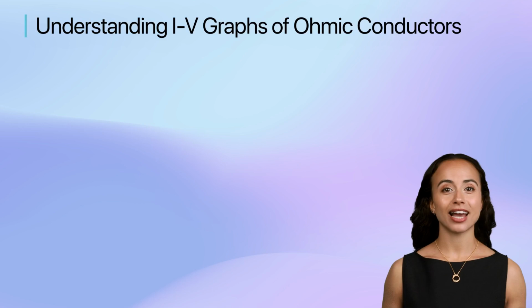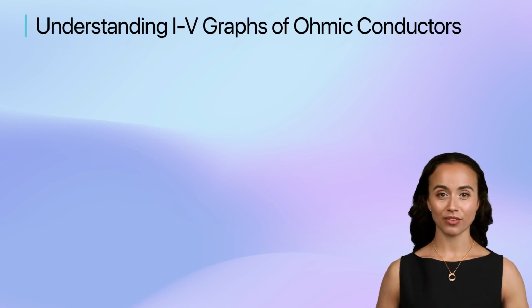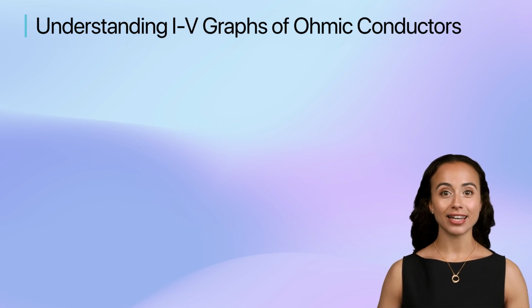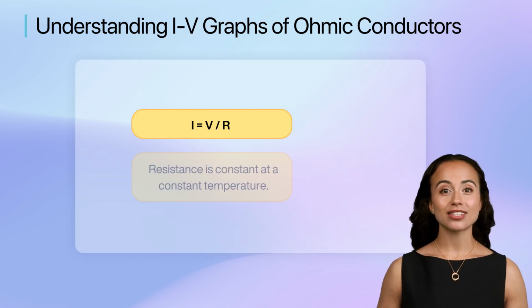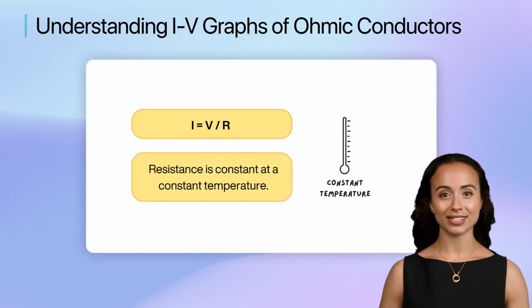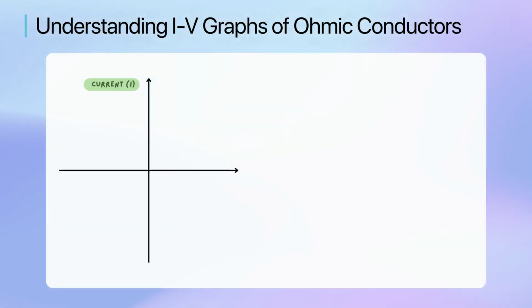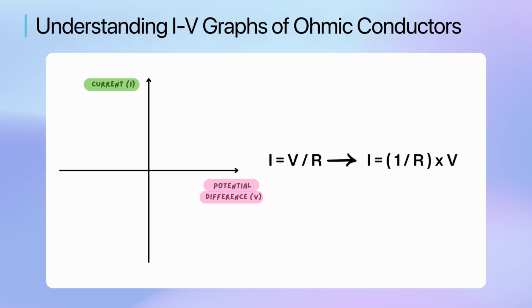To better understand ohmic conductors, we can look at their current voltage or IV graph. Ohm's law tells us that I equals V divided by R for a given resistor. Here, the resistance remains constant at a particular temperature. Let's translate this into a graphing context. When we plot the current, I, on the y-axis and potential difference, V, on the x-axis, the formula I equals V divided by R can be rearranged as shown.